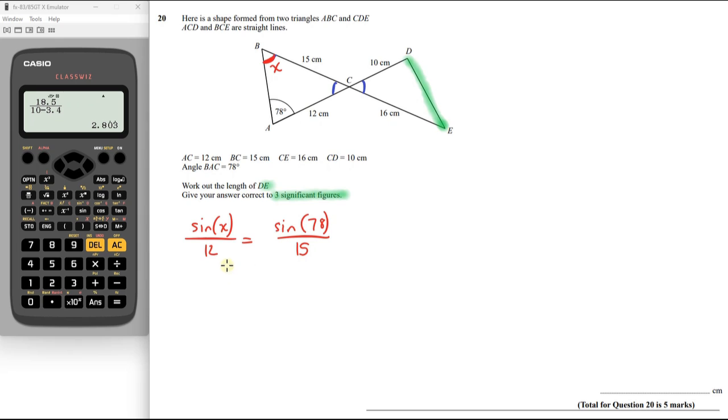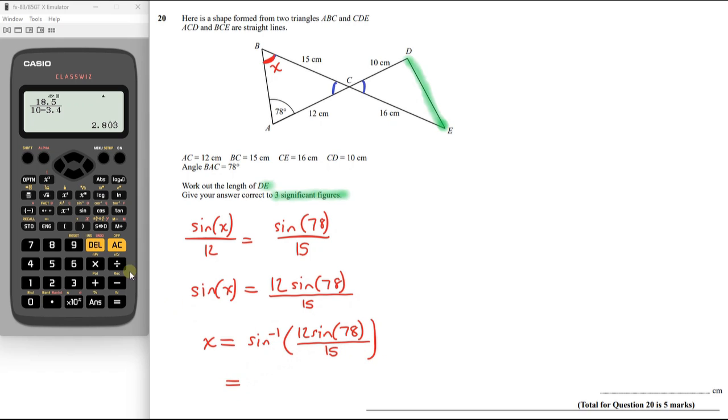So to calculate what x is, first of all, I'll get sine of x on its own. So if we multiply everything by 12, we get the sine of x is equal to 12 times the sine of 78, all of that over 15. And then to get x on its own, we're going to take the inverse sine. So it's going to be sine to the negative 1 of 12 times the sine of 78, all of that over 15. Okay, so let's put all of this into the calculator.